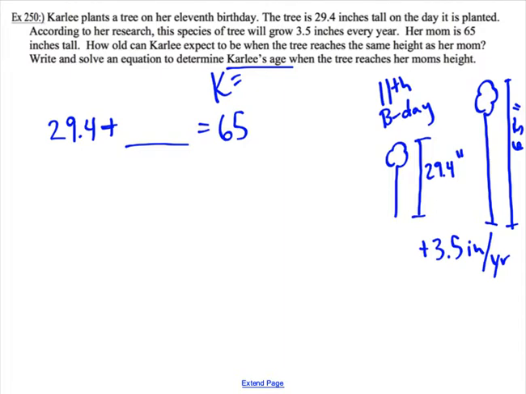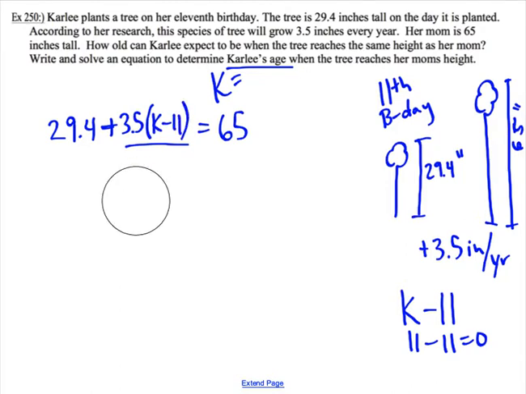Well, K is Carly's age. We won't just multiply it by K. The number of years later is going to be Carly's age minus 11. So when she starts out at 11, 11 minus 11 is 0, so we start out at 0 years. So we're going 3.5 inches per year times Carly's age minus 11, and that will give us how many years it's been since her 11th birthday. Okay, let's move on and solve this problem like usual.